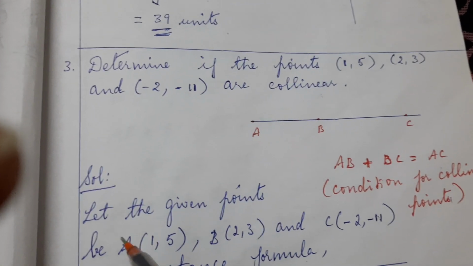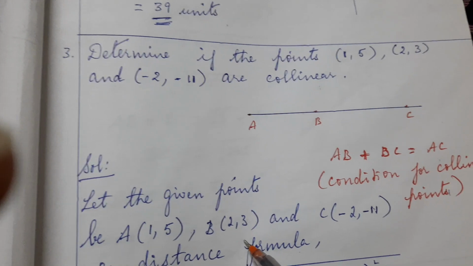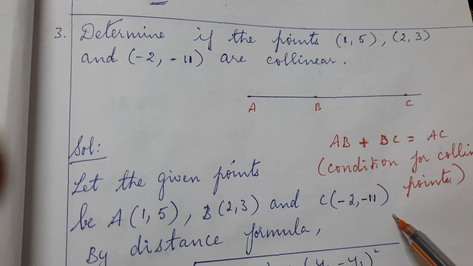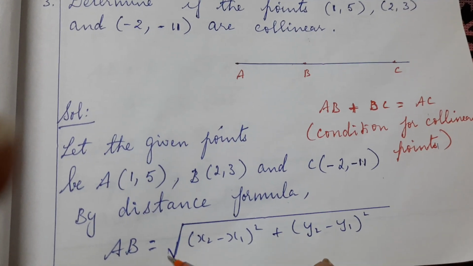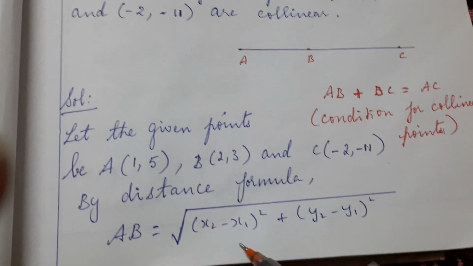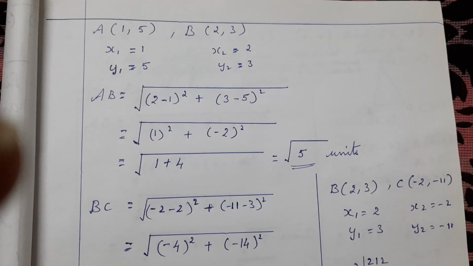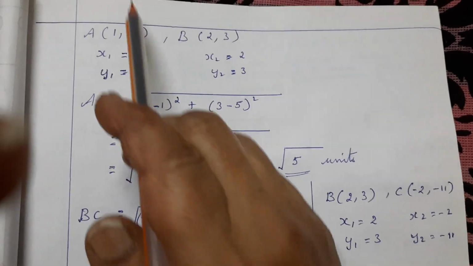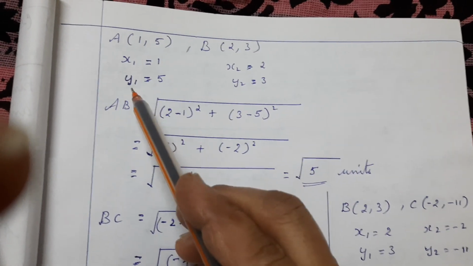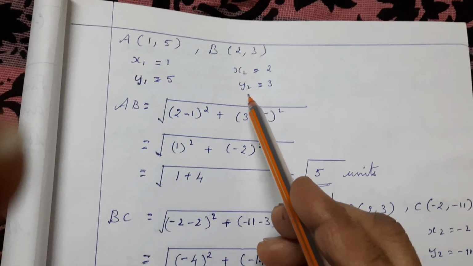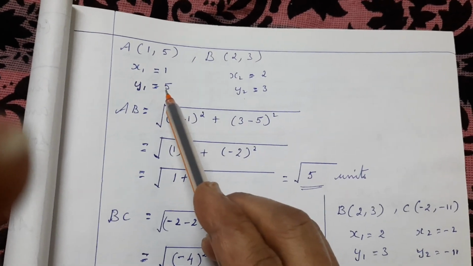So now the solution. Let the given points be A (1, 5), B (2, 3) and C (-2, -11). Now by the distance formula, we know that. First let us find AB. AB is equal to the square root of (x2 minus x1) the whole square plus (y2 minus y1) the whole square. So A (1, 5), B (2, 3). Here, same way, you should take this as x1, y1, x2, y2. It's not necessary to write like this. I have written like this because it will be easy for you to do.